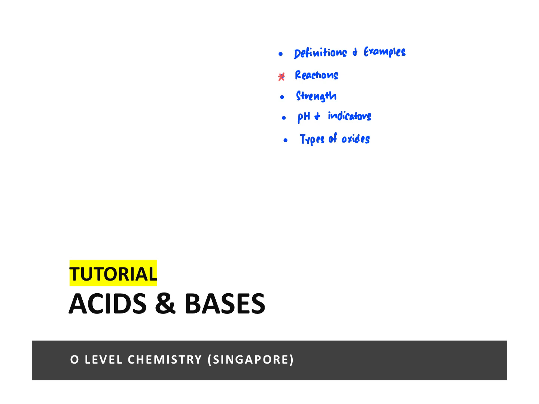And then after that, I would say a very important part of this chapter would be to know the reactions of acids and alkalis, meaning you need to know what acids can react with, what alkalis can react with, and in the reaction, what are the products that are formed. Next, we need to learn the definition of strength of acids and alkalis, followed by pH and indicators. And lastly, another important part of this chapter is the 4 different types of oxides.